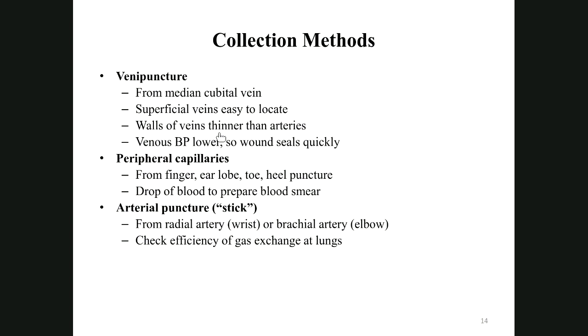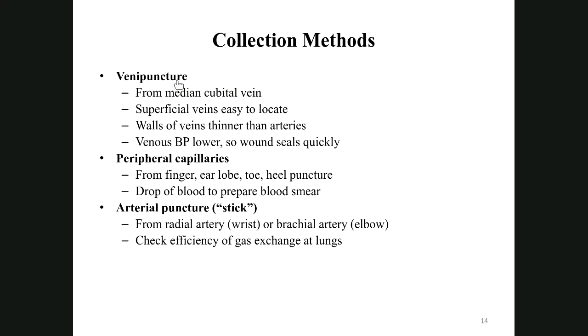Also, veins have lower blood pressure. So that means that instead of having a big spray of arterial blood coming out, the venous blood doesn't have as much pressure. It's not going to spray out, and therefore the wound is going to heal up faster, right? So we can tap a vein and get most information from the blood that we need, but there's certain things that we can't.